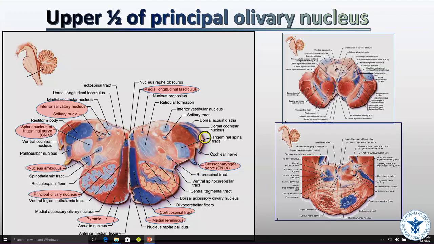olivary nucleus and the inferior cerebellar peduncle, and the hypoglossal, which is a motor nerve, and we remember from that mnemonic 3, 6, and 12, all the motor nerves exit anteriorly, and therefore it comes out from this groove. Now, these are important things to remember.